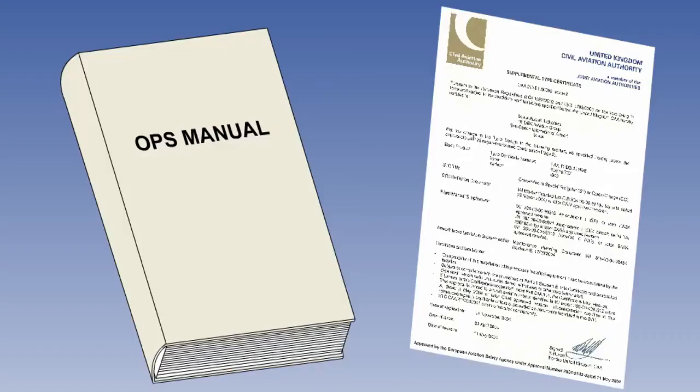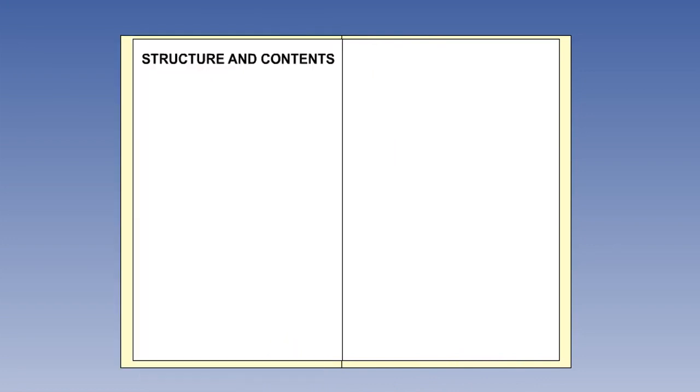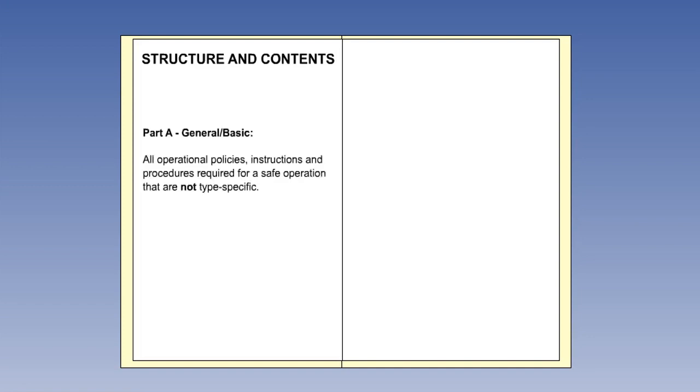Now, we will examine the parts and contents of the ops manual. In this section, we will examine the structure and contents of the ops manual. The operator must ensure that the main structure is as follows. Part A is entitled General Basic and comprises all non-type related operational policies, instructions and procedures needed for a safe operation.